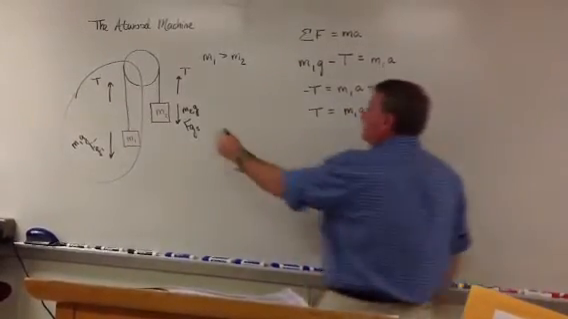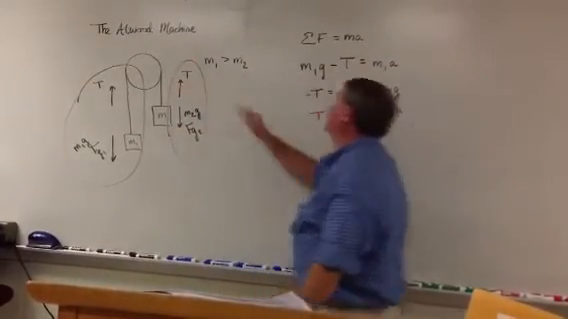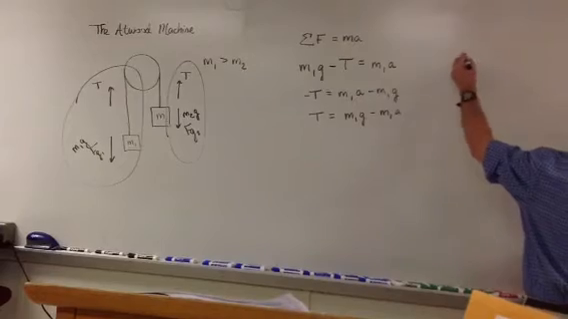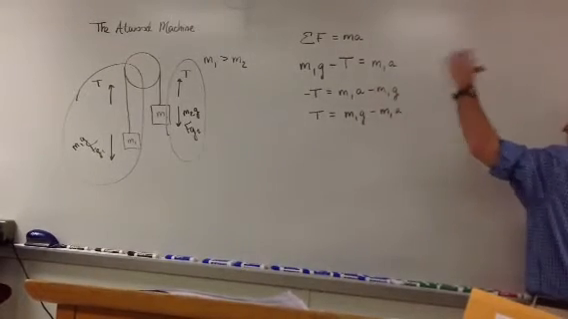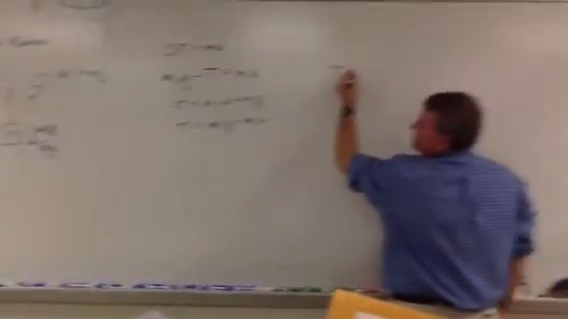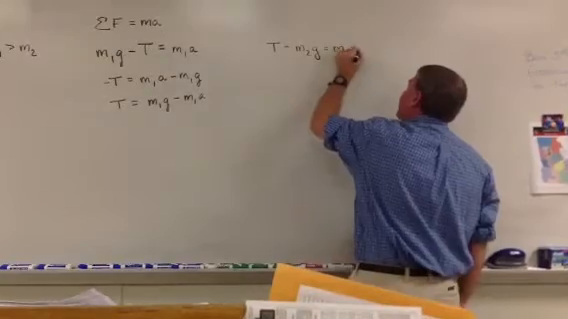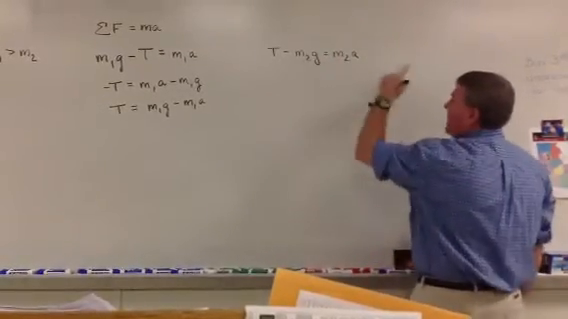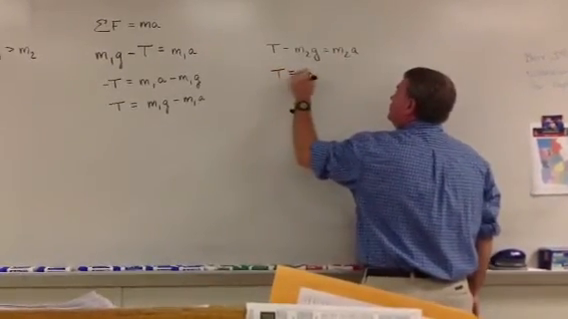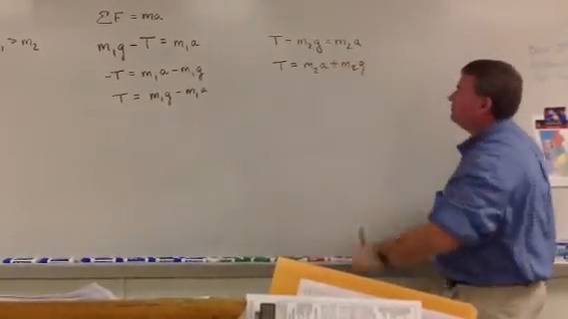Now looking at the other side, this side here, the object is being pulled up. So you start with tension. So the sum of the forces in the y direction on the right-hand side, tension minus M2G equals M2A. And this is just a simple case of adding this to the other side. So tension equals M2A plus M2G.